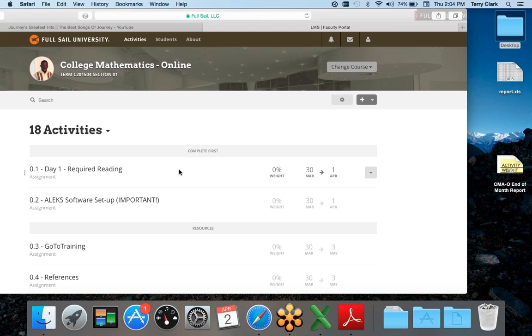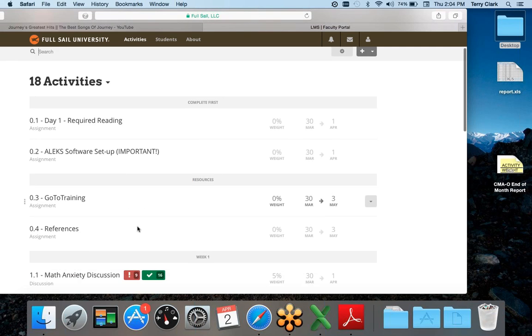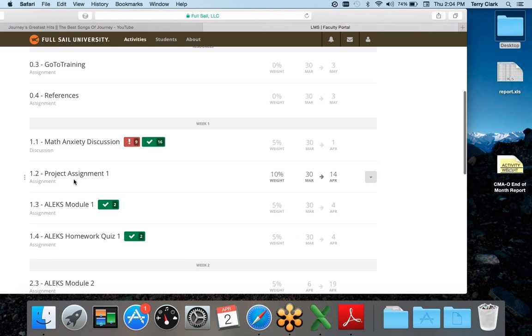Okay, the first place we want to go is the Full Sail platform, FSO, and then to your dashboard where you see your activities. When we get to the activity section, we go straight to week one, and we'll see project assignment one is located there. You will access the project from the dashboard, but you can also see the weighted average of the project. This project is worth 10% of your overall grade.